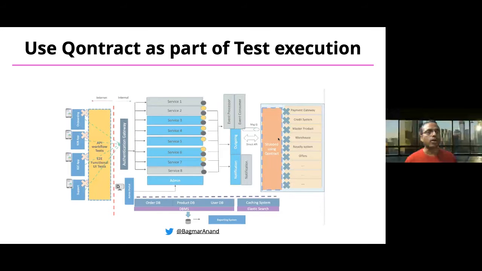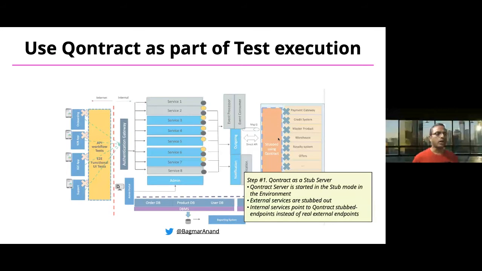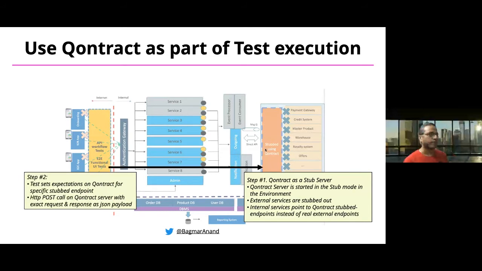So how this would work in our earlier example, first thing, we need to start Contract as a stub server in our environment and make sure all our external services are stubbed out and the internal services which rely on these external endpoints point to the Contract server instead. OK, that is step number one, which is a one-time activity when the environment is set up. Of course, the same thing would need to be done whenever redeployment happens. You need to restart the Contract server as part of that. Then when it comes to the test execution, the first thing that would happen is the test is going to set some expectations on the Contract server for a specific stubbed endpoint.